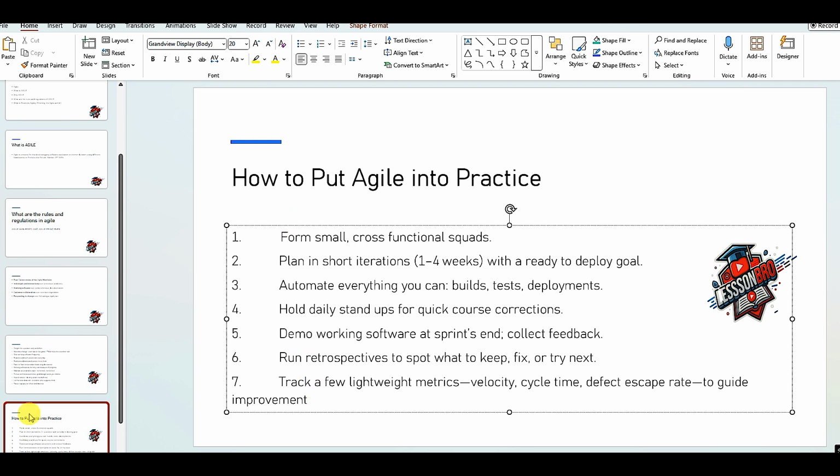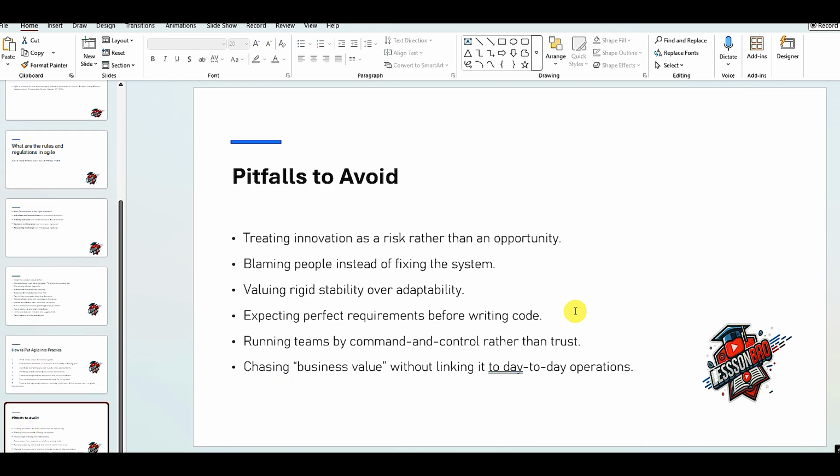So yes, this is about how you're going to put it into action, and then there are pitfalls to avoid. What is a pitfall to avoid?